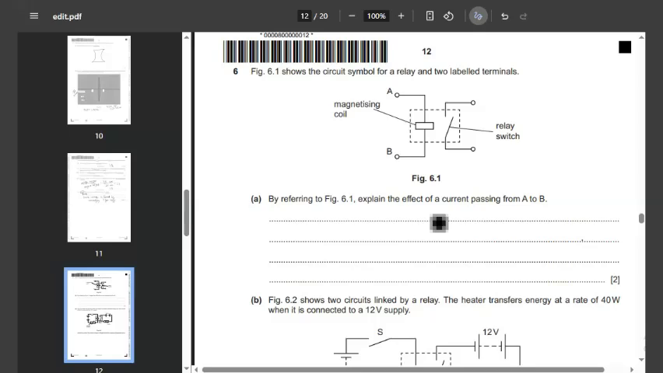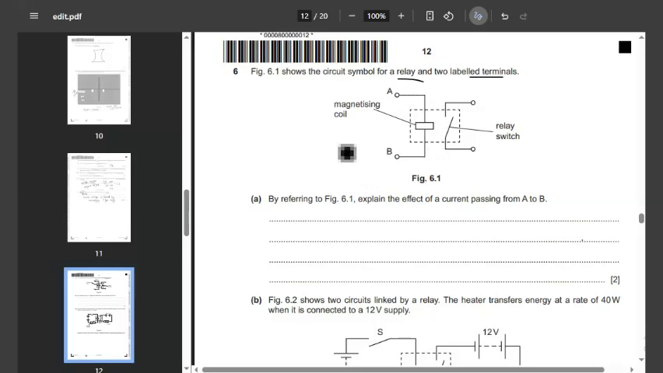Now let's start question 6. Figure 6.1 shows the circuit symbol for a relay and two labeled terminals. Question A. By referring to figure 6.1, explain the effect of a current passing from A to B. So we have two labeled terminals here, A and B, and in the middle we have a magnetizing coil. And on the other side of a magnetizing coil we have a relay switch, and we can see that the switch is open. So now what will happen when a current passes through A to B?